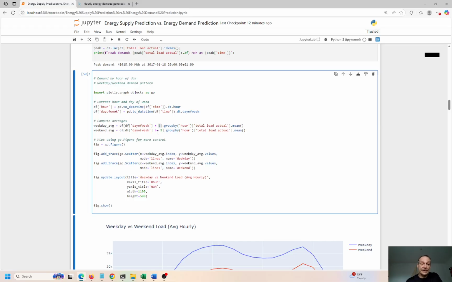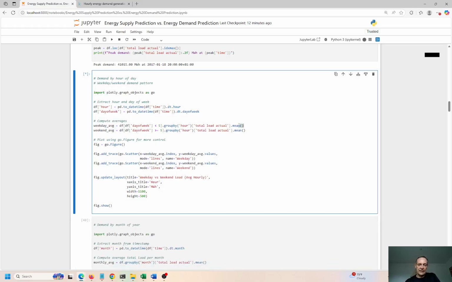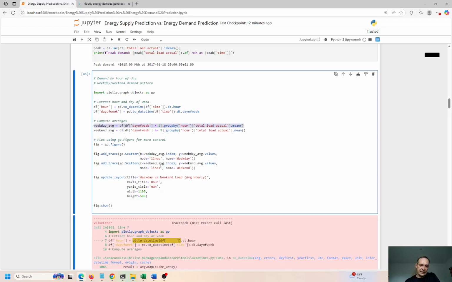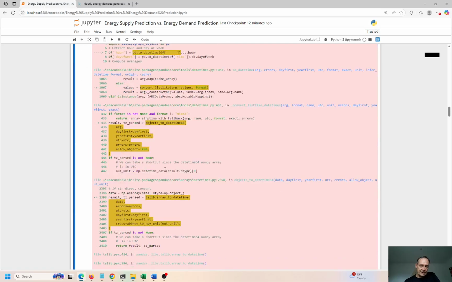So the day of the week, if it's less than 5, so 0 through 4, that's Monday through Friday, that's a weekday. Weekend is greater than or equal to 5, so 5 and 6. We're taking everything, grouping by the hour, and the total actual energy utilization, and we're taking the average. So this is a mean. So this is going to give us average weekday, BD date time.